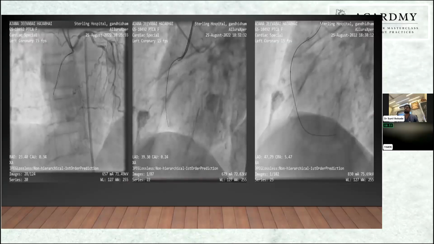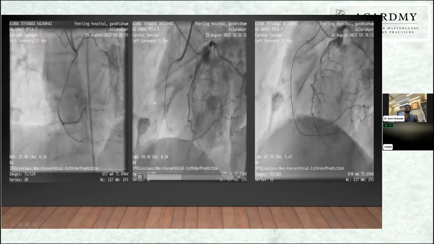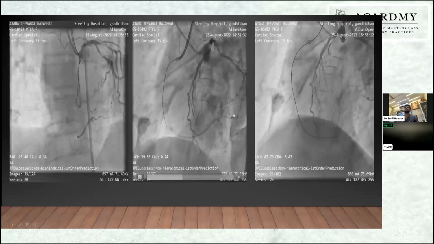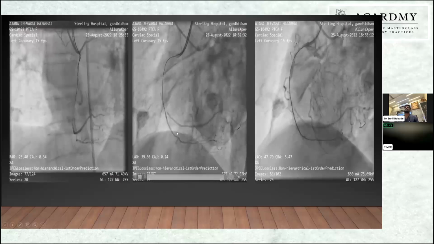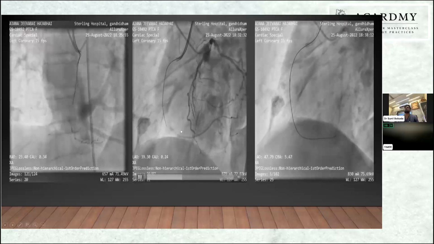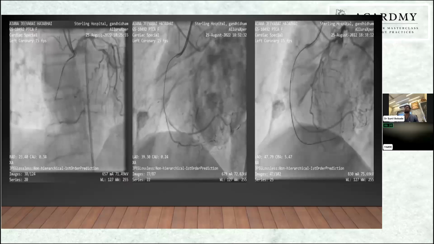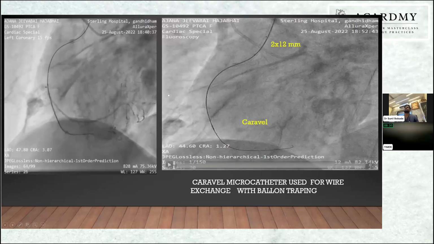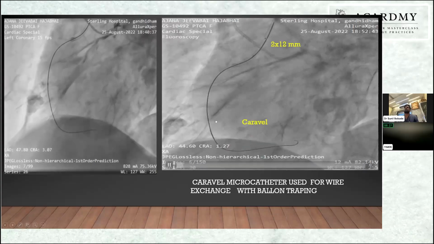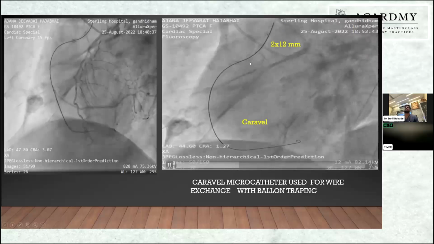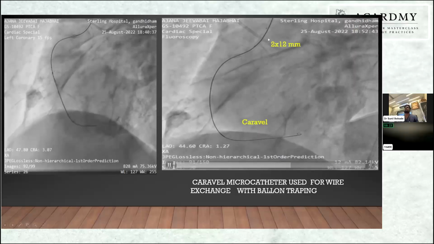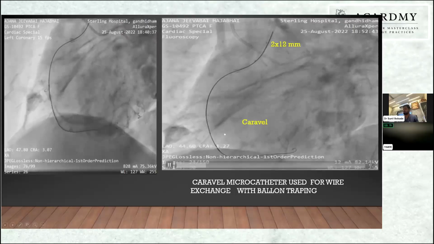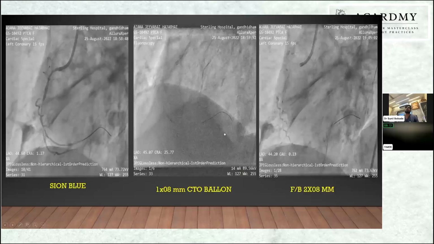just rotating and adjusting the angle of the Gaia. We were able to cross into the distal true lumen with Gaia, which was confirmed with retrograde injection from the other side. You can see we entered successfully in the distal true lumen. So initially we pre-dilated with one more balloon. As the microcatheter was unable to cross, after serial pre-dilatation the Caravel microcatheter crossed to the distal lumen with the balloon trapping technique. You can see that 2 by 12 mm balloon and the catheter. Microcatheter kept in place and wire exchanged to a routine workhorse wire.